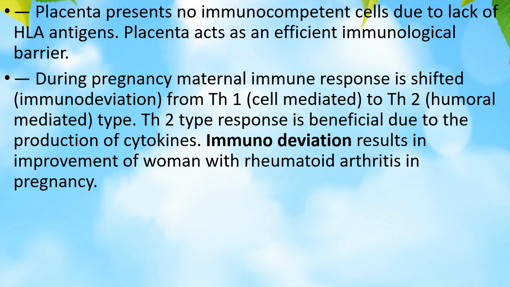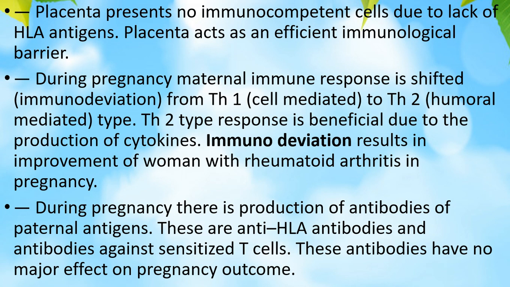During pregnancy, the maternal immune response is shifted from T helper 1 to T helper 2 type, and the Th2 type response is beneficial due to the production of cytokines. This deviation results in improvement of women with rheumatoid arthritis in pregnancy. So during pregnancy, the placenta acts as a barrier between the mother and the fetus.